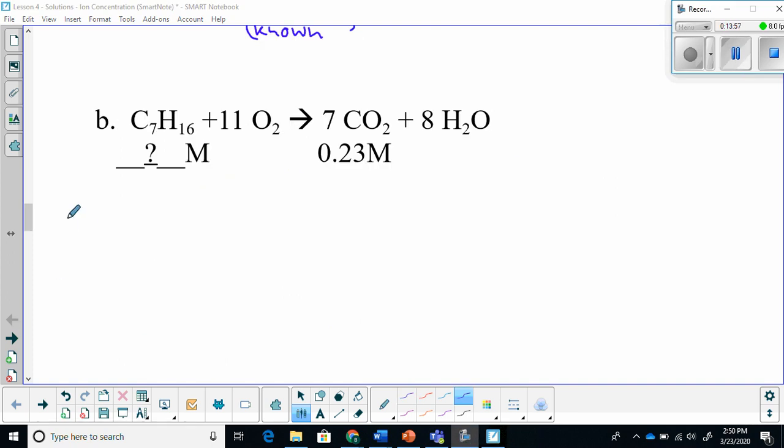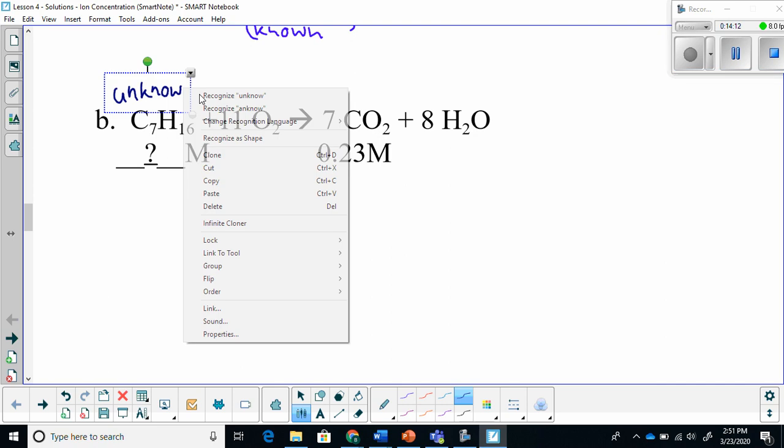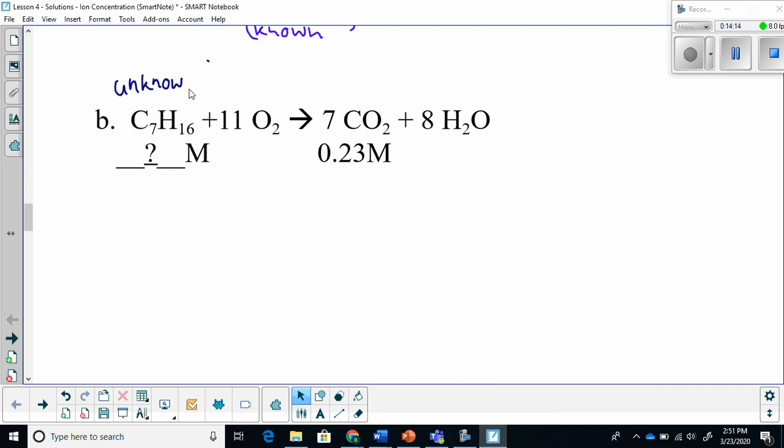Let's go ahead and do another example just to get us comfortable with this idea. Now we have this guy as our unknown. Like I said, any entity in this reaction can be an unknown, and any entity in this reaction can be a known. When I'm talking about entities, I'm talking about these reactants and these products. I can have any one of these 4 things be an unknown, and I can have any one of these 4 things be a known.